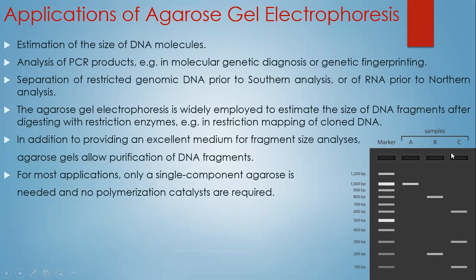This is the picture of an agarose gel. These A, B, C are samples and this is a marker. We can identify our desired DNA fragment through this marker.